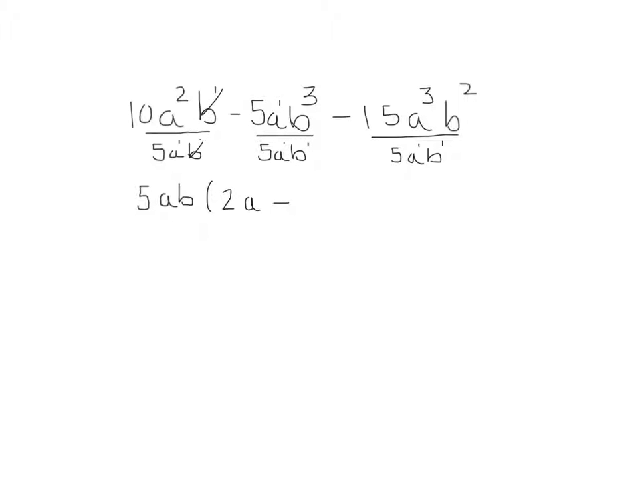Now, the next term. If I divide -5 by 5, I get -1. A to the first divided by a to the first, I get a to the 0, which cancels. And then b to the third divided by b to the 1 is b to the 3 minus 1, or b to the 2. And then my final term, I have -15 divided by 5 is -3. A to the third divided by a to the 1 is a to the 3 minus 1. And b to the 2 divided by b to the 1 is b to the 1.